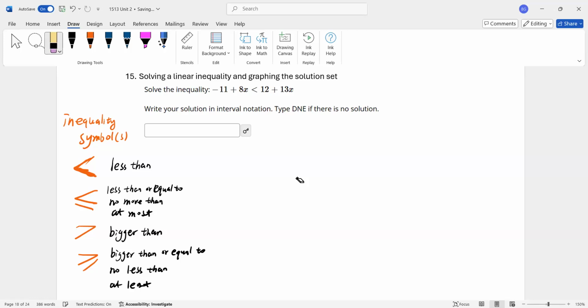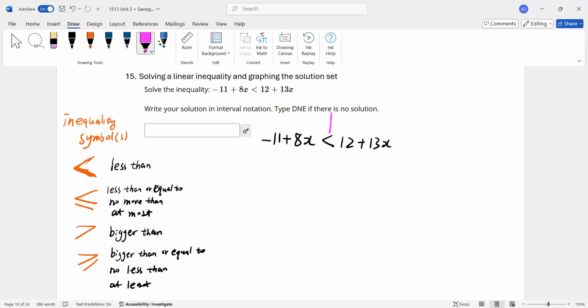If we have an expression involving one or more of those symbols, then we are looking at an inequality. All right. So this inequality is very simple. It's just a linear inequality. How do we know it's linear? Because when x shows up, it's just by itself. It doesn't have a square or cube or square root or anything. So that makes the inequality linear. So we have negative 11 plus 8x strictly less than 12 plus 13x.